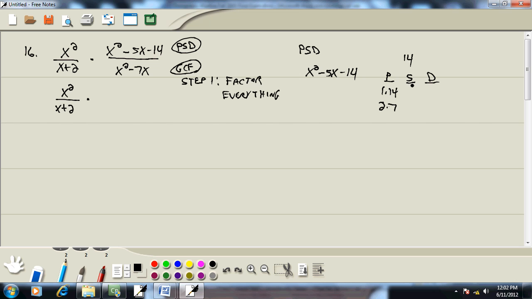In the sum column, we'll add those together. 1 plus 14 is 15. 2 plus 7 is 9. Difference column, we subtract them. 14 minus 1 is 13. 7 minus 2 is 5. The number we're looking for is the number in our middle term, which is 5, which is right here. So we're going to use 2 and 7.